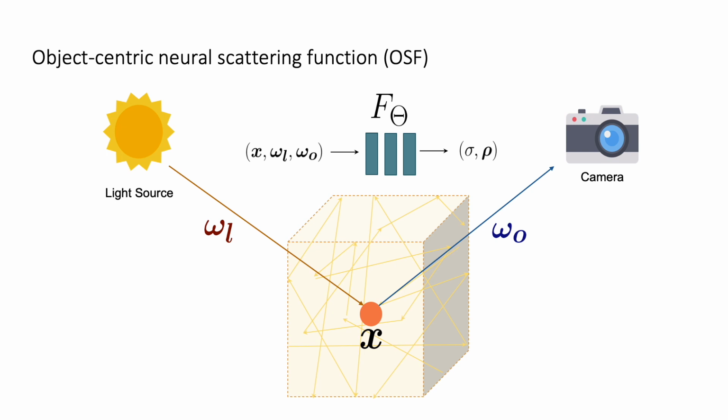OSF is a learned 7D scattering function that takes as input a spatial location, an incoming light direction, and an outgoing light direction. The function outputs the volumetric density as well as the fraction of light arriving from the incoming direction that scatters in the outgoing direction. OSF is like NeRF, but with two extra input dimensions for the incoming light direction.